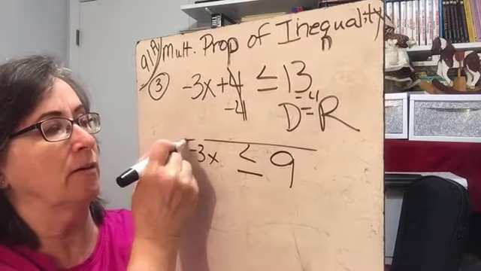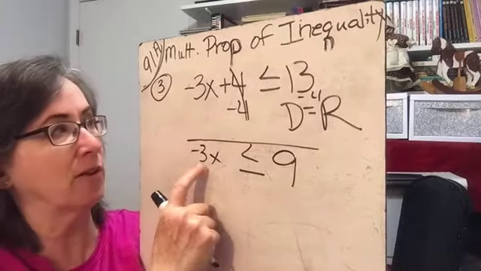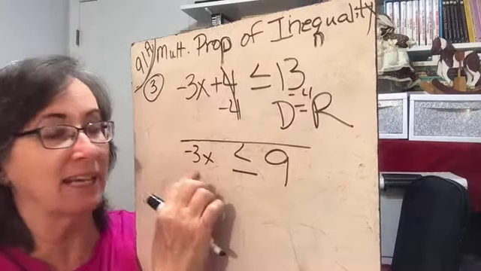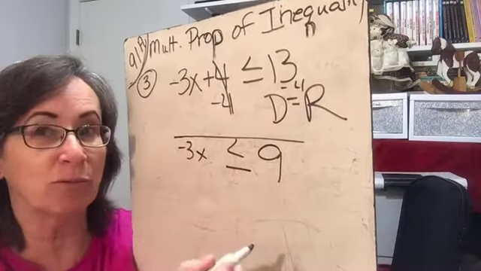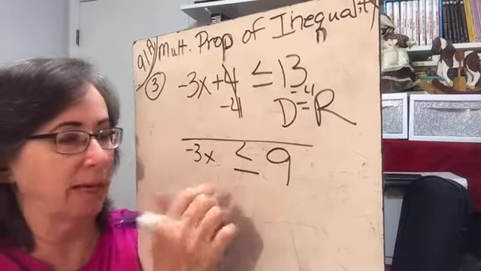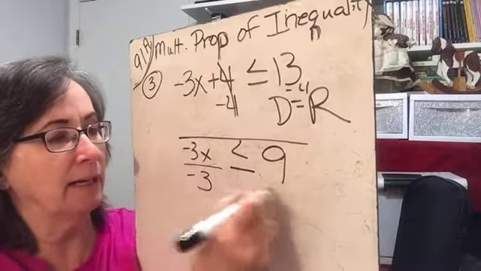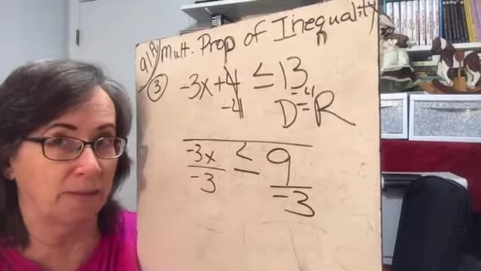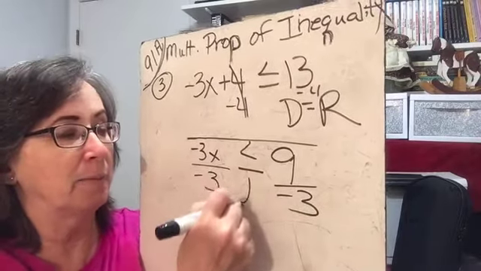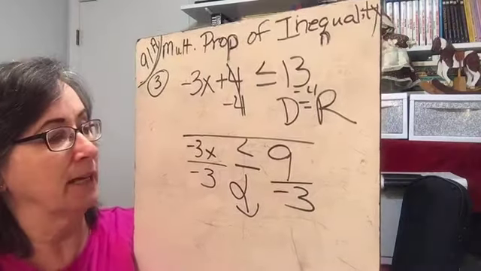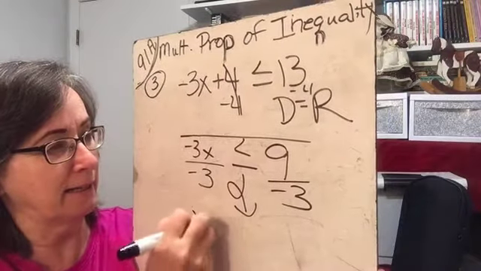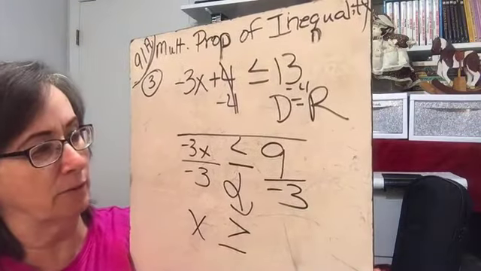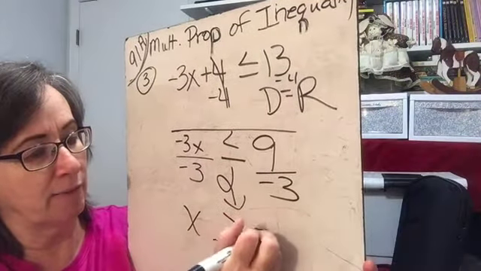Okay, so now I've got a negative 3 here. In all the others I had a negative x, but now I have a negative 3x. I'm going to get rid of the negative 3. So I'm going to divide by negative 3. Divide by negative 3. But remember the rule is if I multiply or divide by a negative number, I must flip the sign around. So now I have x, I have to flip this sign, is greater than or equal to, and then negative 3.